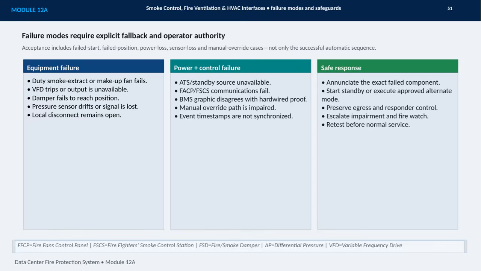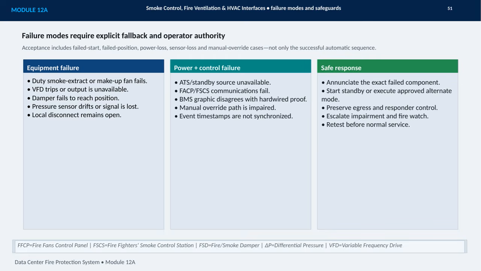This slide focuses on a central principle of smoke control and HVAC interface design. Every failure mode needs an explicit fallback and clear operator authority. Acceptance testing must go beyond the successful automatic sequence. It should deliberately include failed starts, failed damper positions, power loss, sensor loss, and manual override cases.